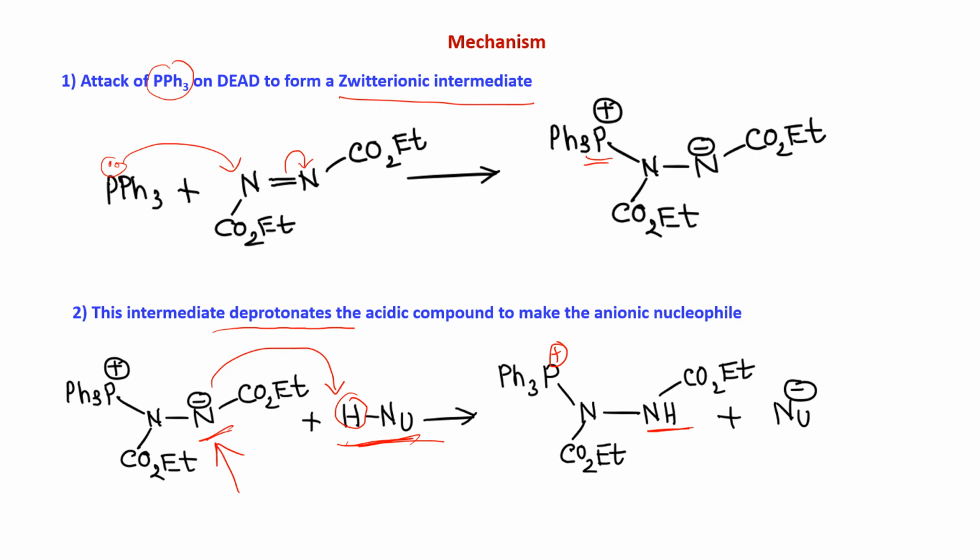That is why this step is very important, because if the concentration of this species is very high, instead of Nu minus it will react with the substrate, and we have to avoid that. So this N minus must be attached to this H, and now we have already generated the nucleophile, that is Nu minus. This is the second step.